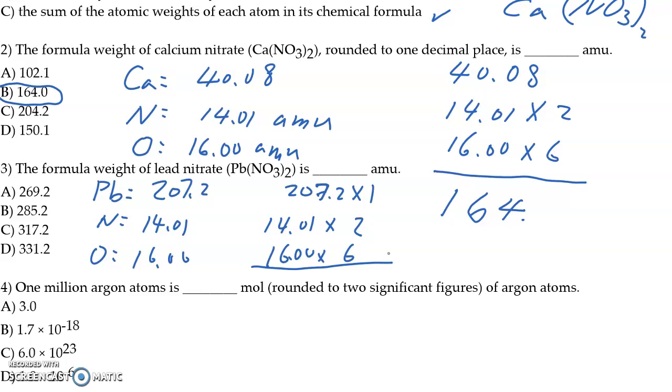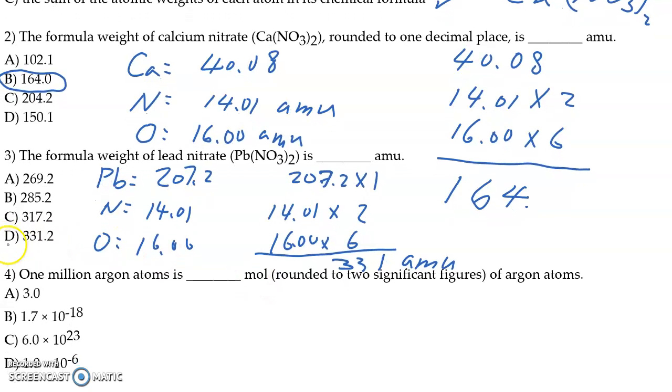207.2 plus 14.01 times 2 plus 16.00 times 6. What I get is around 331 AMU. Okay, good.